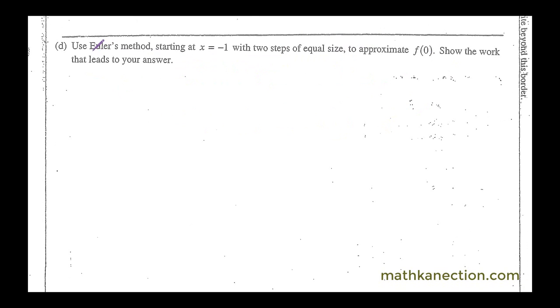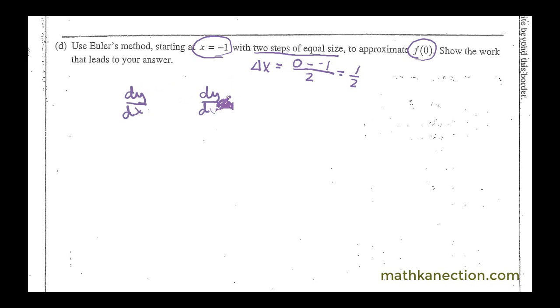In part D, we have to use Euler's method starting at x equal to negative 1, with 2 steps of equal size, and we're going to reach the value of f of 0. So for our delta x, our end value is 0, our starting value is negative 1, 2 steps of equal size, so our delta x is 1/2. So setting up our table, we need the slope, which is dy/dx, then we need dy/dx multiplied by delta x, then whatever we get for that, add on that y value.